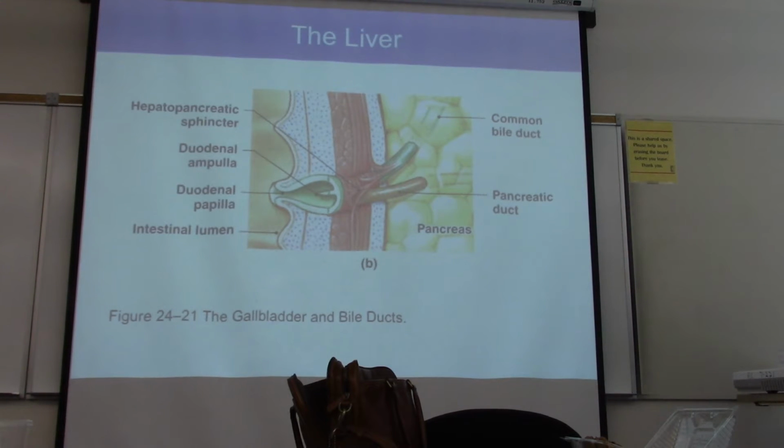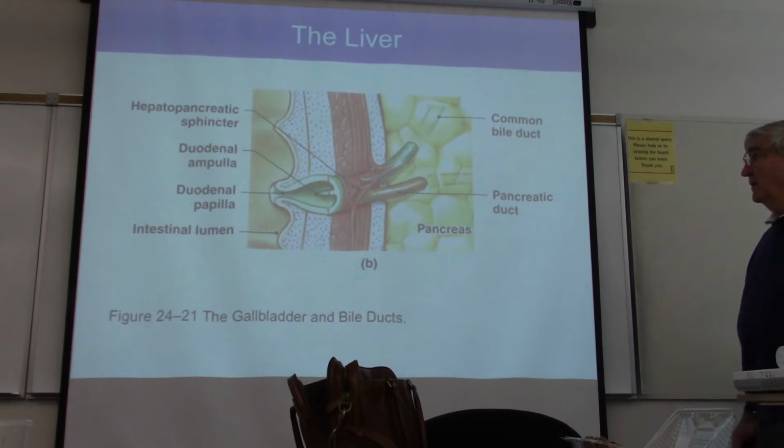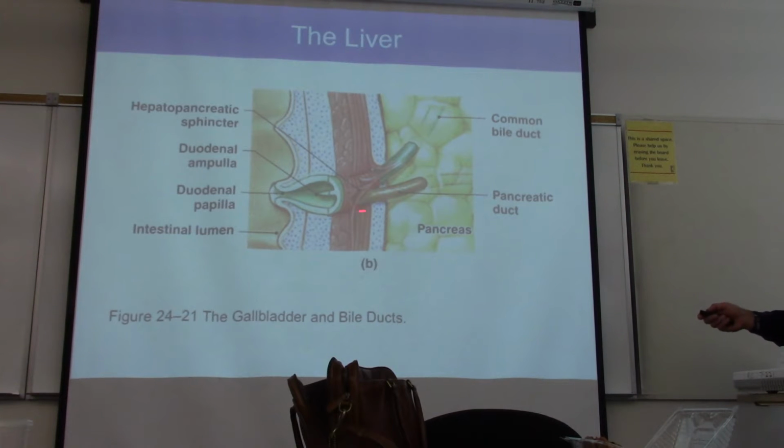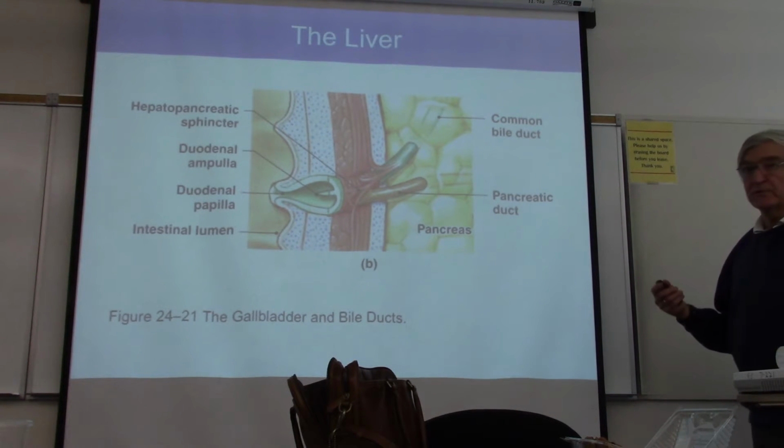Okay, this is the business of the common channel, where the two of them come together right as they empty out into the wall of the duodenum. This is just a real super close-up of this. The thing that's important that you understand is this is why gallstones can cause you terrible problems with your pancreas.